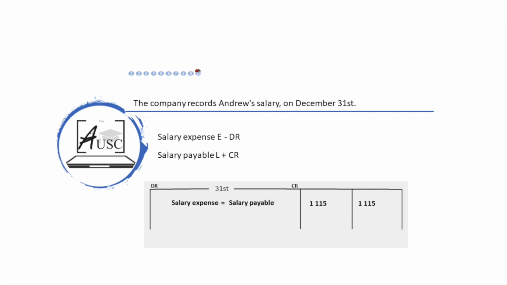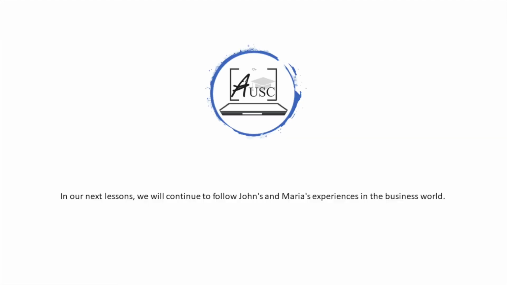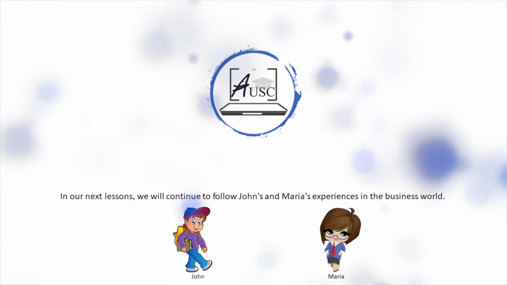The company records Andrew's salary on December 31st. Salary expense, equity minus debit record. Salary payable, liability plus credit record. The journal entry on 31st of December is salary expense equals salary payable 1115.